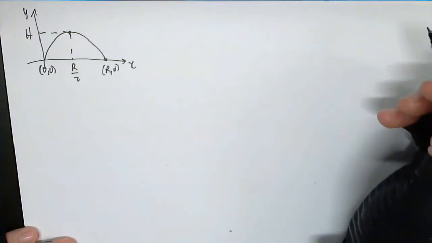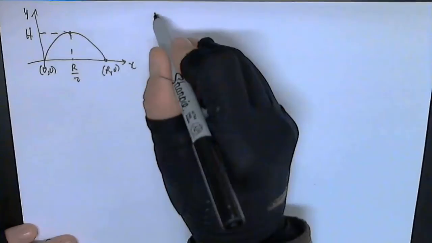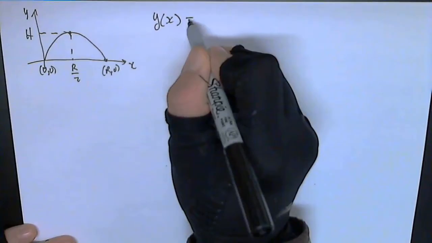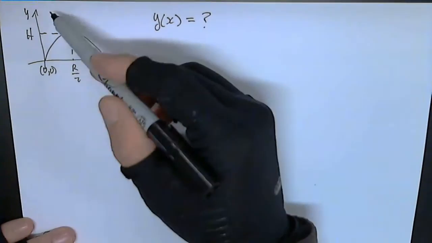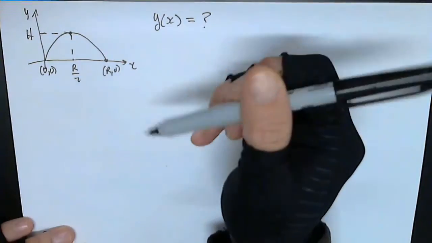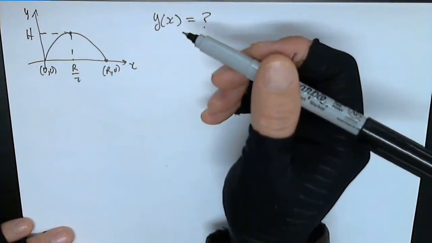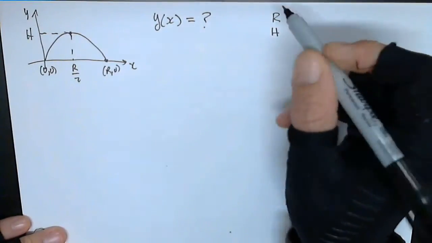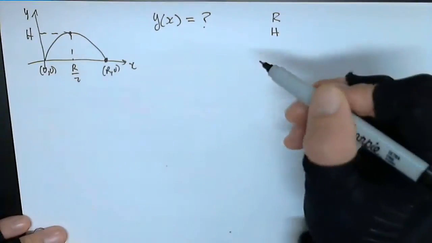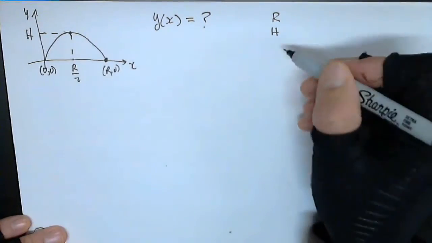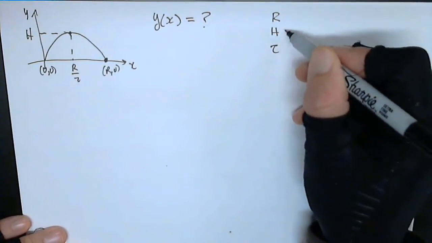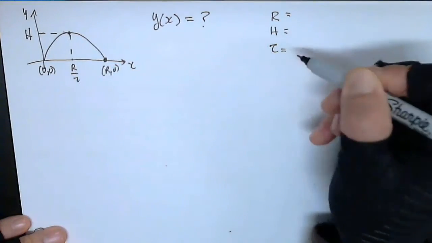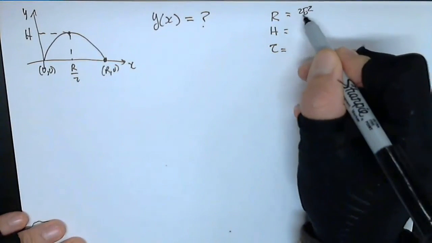Okay, in this video I will show you how to find y of x to see if this is a quadratic function, and we are going to try to put this in terms of our maximum range, the height, and the time of flight. In the previous videos I derived these equations.